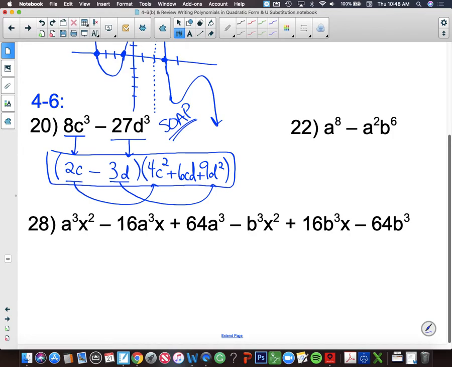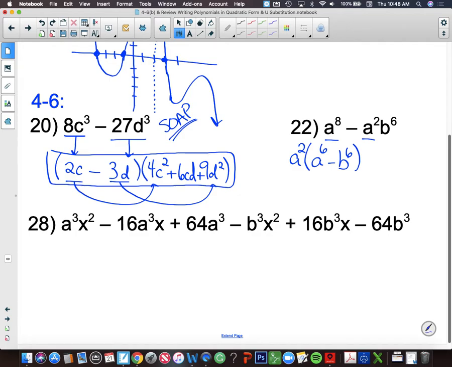Okay, next one here, number 22, you got to see if you can take anything out. Well, I got an a in both of those, so that means I'm going to take probably an a squared out. So let's take an a squared out, and we get a to the 6th minus b to the 6th.